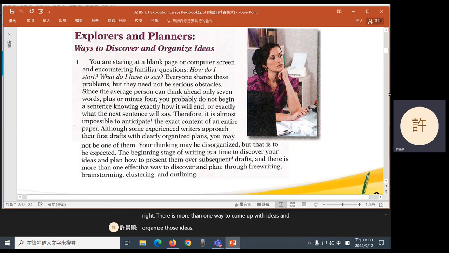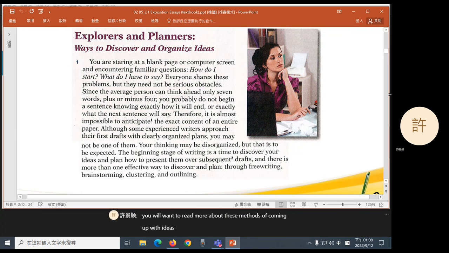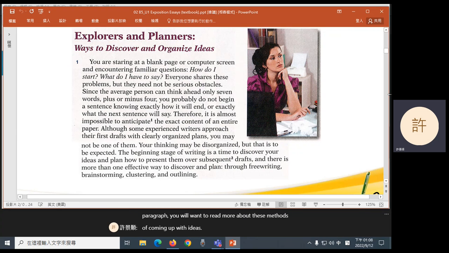So if you are the kind of person who is reading this for useful information, by the time you get to the end of the paragraph, you will want to read more about these methods of coming up with ideas. And so this is a successful introduction paragraph. It grabs the reader's attention and makes the reader want to keep reading.